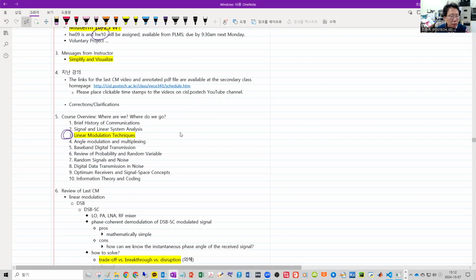Here, we are spending a lot of time to study Chapter 3, linear modulation techniques. One of the reasons is that it's so important. Understanding linear modulation is the key to understanding not only this introductory communication systems course, but also the next course, digital communications. By the way, in spring 25, the Department of Electrical Engineering will offer introduction to digital communications for undergraduate students.